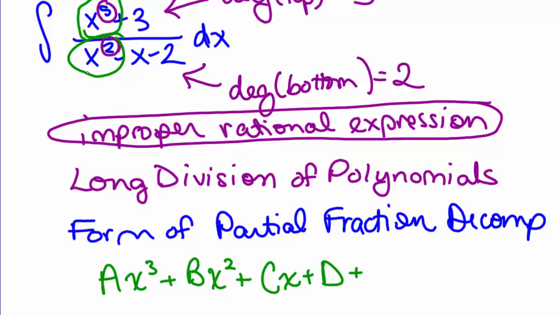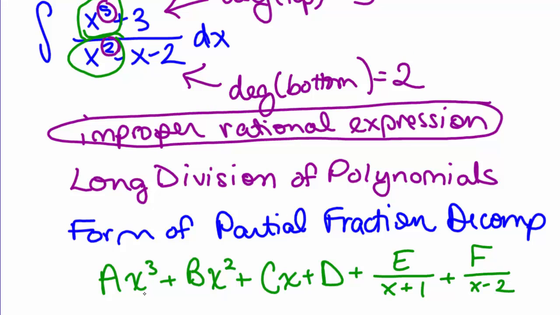Plus we already know that when we factor this bottom, we get x plus 1 times x minus 2. So we would get e over x plus 1 plus f over x minus 2. So we can look at the original rational expression, and even if it's improper, we can write down the form of the partial fraction decomposition just by subtracting the degree of the top from the degree of the bottom.